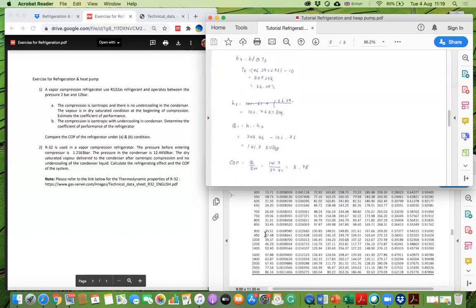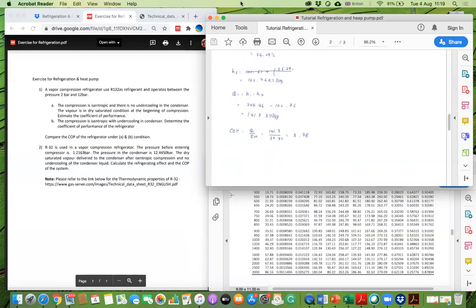Then you use 36.9 and you find your H3. I have the answer, but I think you can get it from the steps. Then you put the H1 minus H4 to get the refrigerating effect, and then you can get your COP. All right, is that okay?